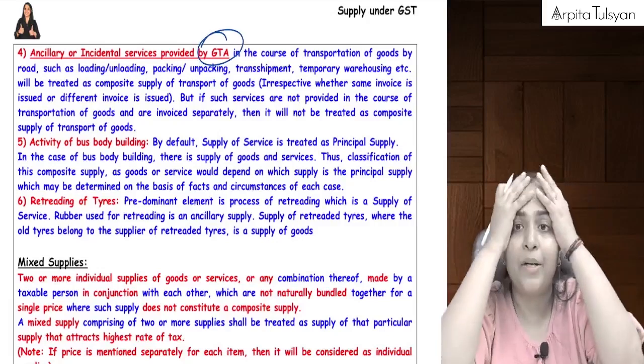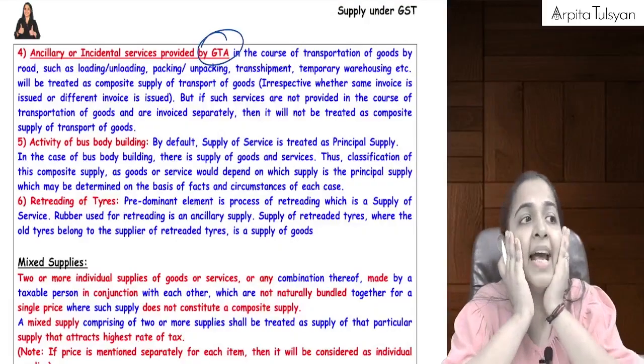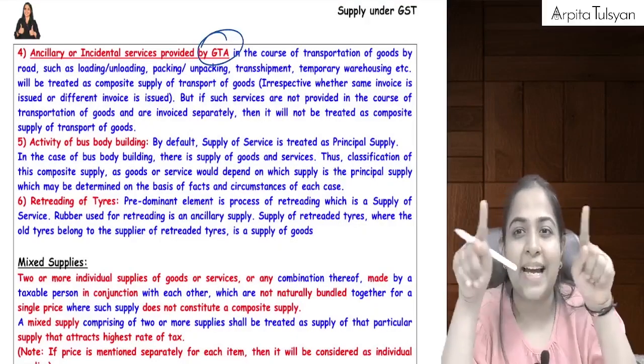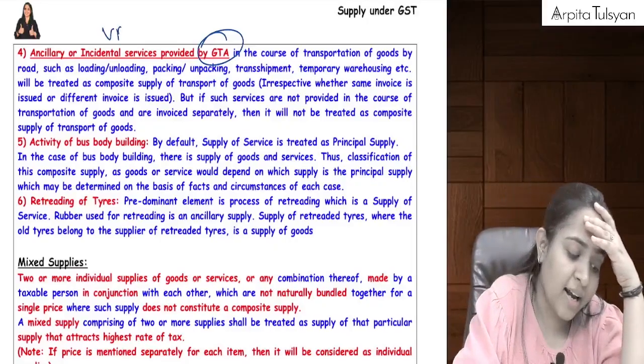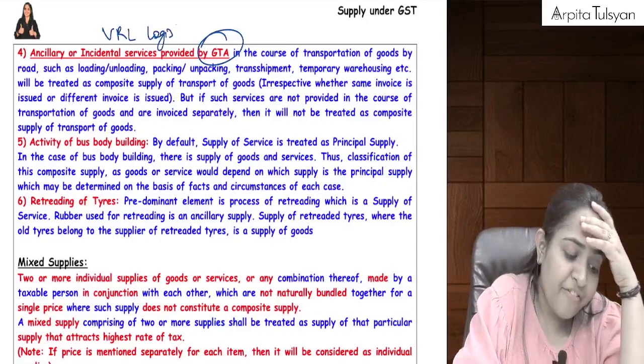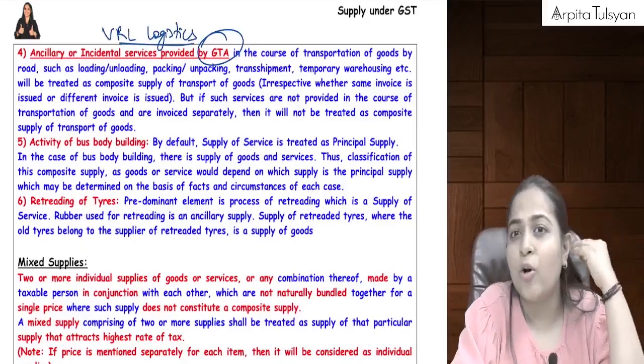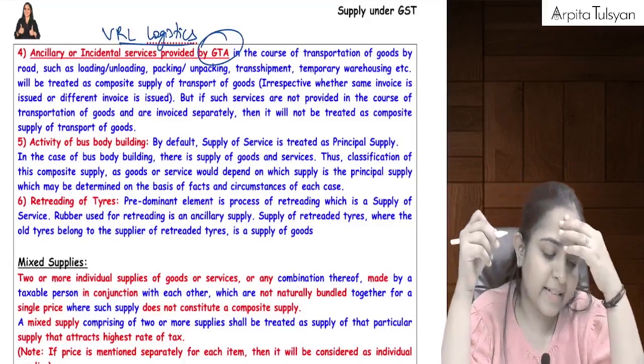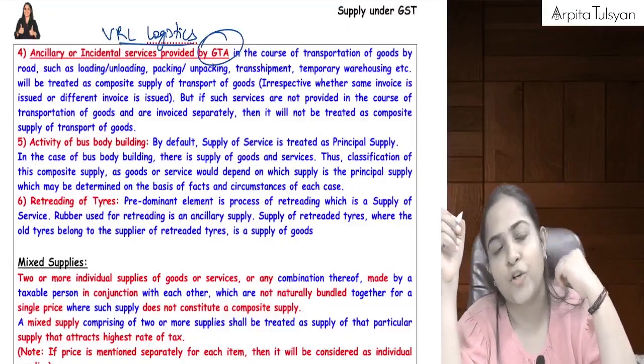a person who is helping me to transport the goods from one place to another, and he issues me a consignment note. Have you heard about VRL Logistics? VRL Logistics, or many other companies are there. So they are considered as a GTA. They help us in transportation of goods.